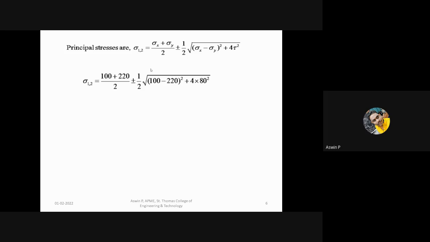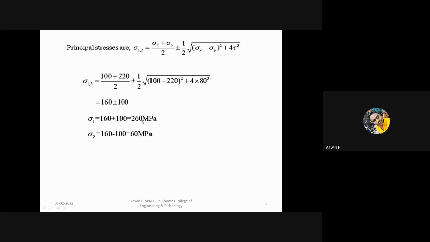But we have only little time, so I will show you the answer. Just do the calculation. That is 160 plus or minus 100. So automatically sigma 1 will be 260 megapascal and sigma 2 will be 60 megapascal. Please check with your calculator. There may be an error. I have copied from somewhere, so I have edited this one. So there may be a chance of errors. So find the exact value. Sigma 1 will be 260 and sigma 2 will be 60.